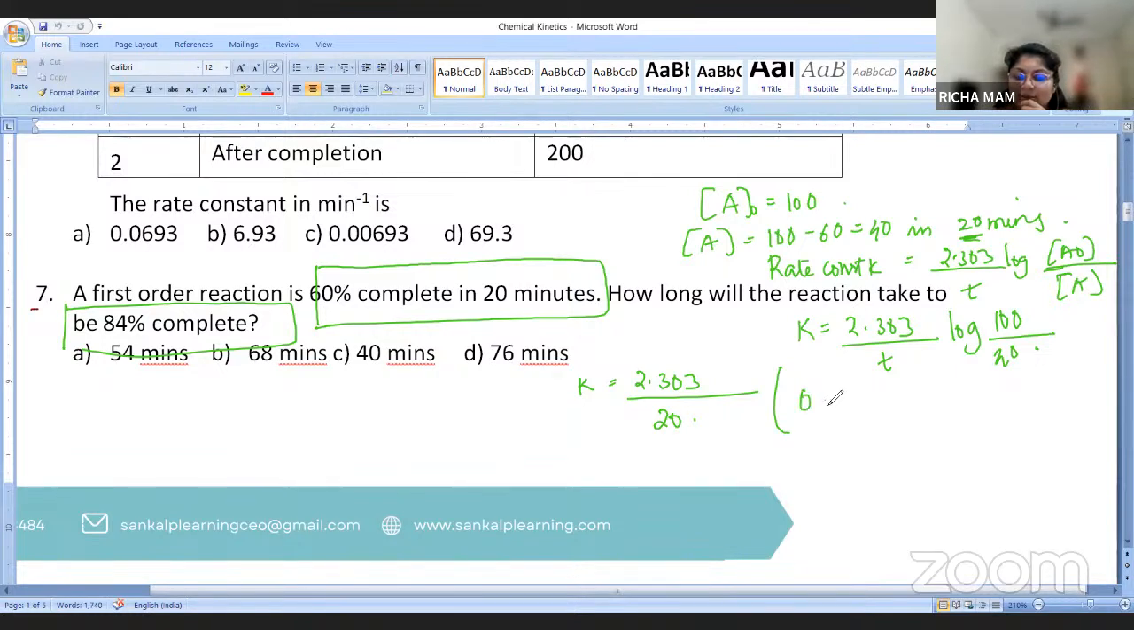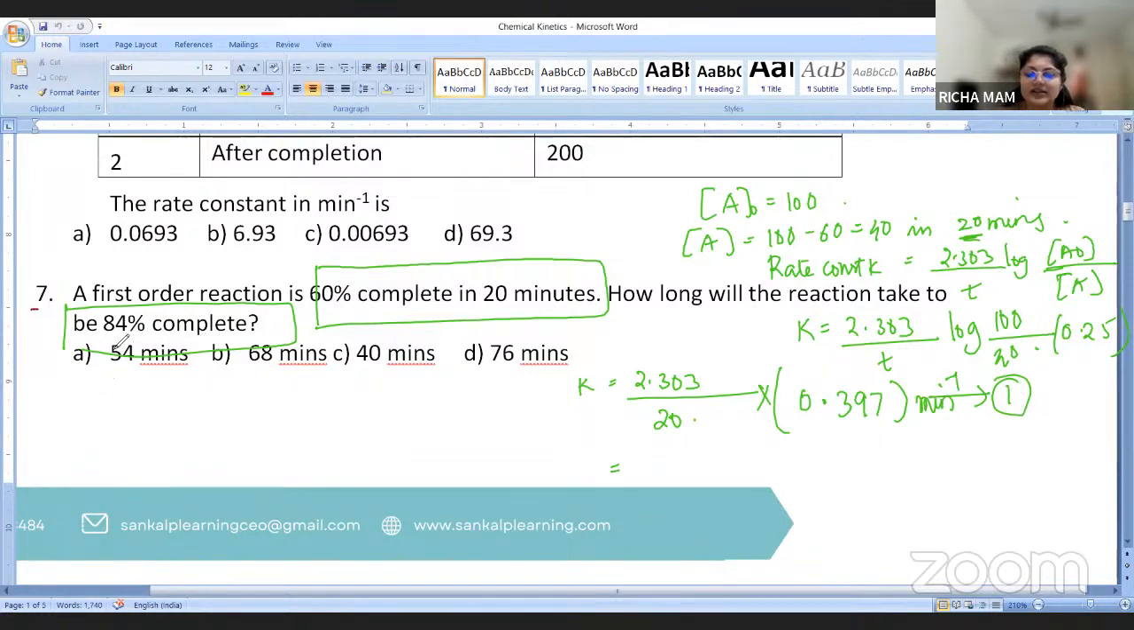0.397. So this is the first equation we have got. Log of 100 by 40 is 0.397. So K equals 2.303 divided by 20 into 0.397, per minute. So this is the first equation.